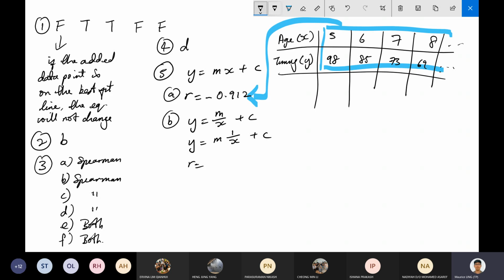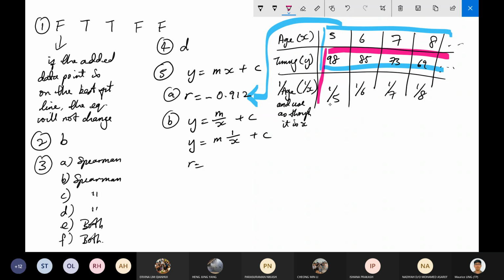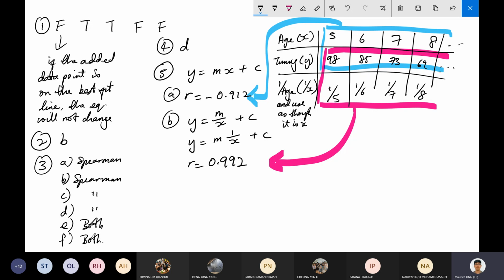For part B, I actually have to take 1 over H, so this 1 over X, and use it as though it is X. So here is 1 over 5, 1 over 6, 1 over 7, 1 over 8. And I have to take these values to calculate for here. So your answer should be 0.992.